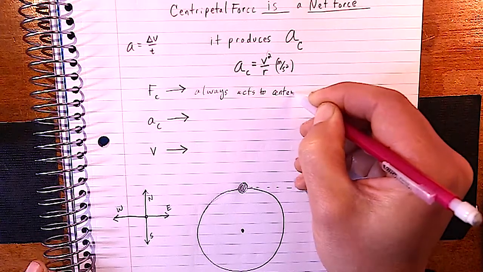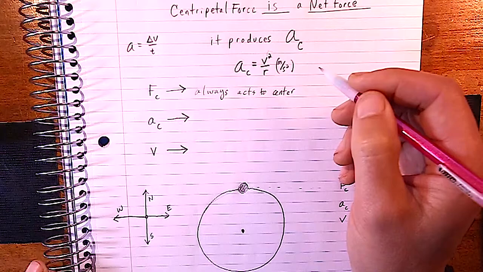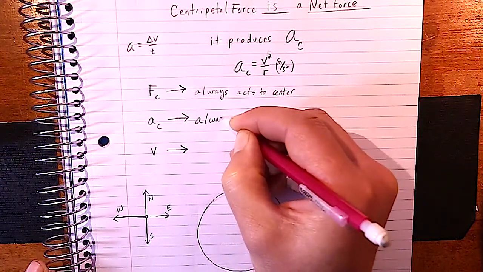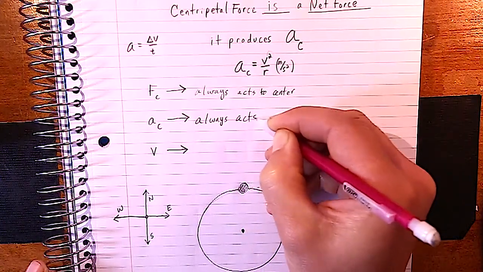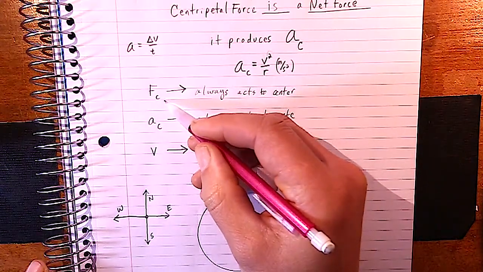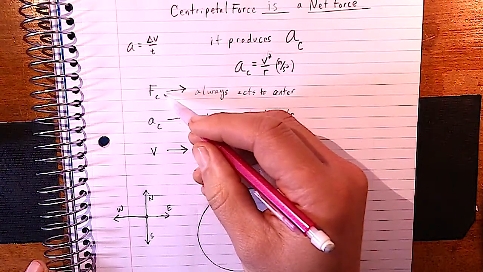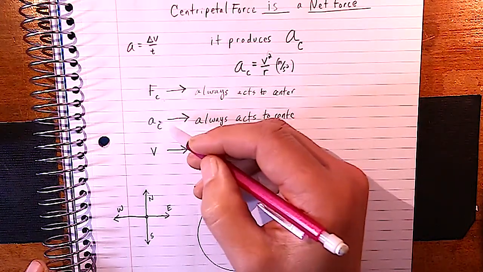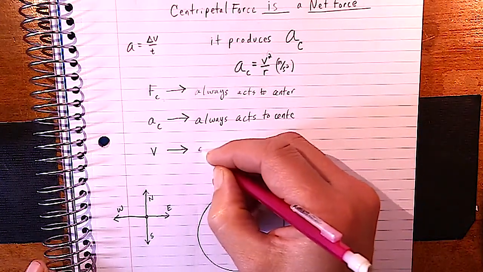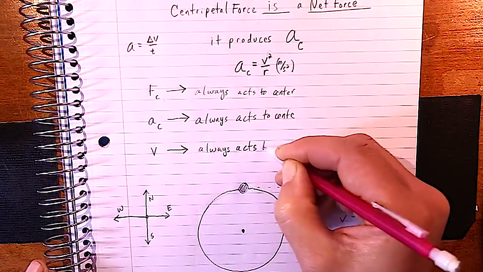And when we say acts to the center, it's acting to the center of the circle, or if it's part of a circle, then we would say the curve. Centripetal acceleration also always acts to the center. Now, why is that? It's because net forces produce acceleration in the same direction as the net force. So that's a net force, so it's going to produce acceleration in the same direction. And the velocity always acts tangent to the circle.